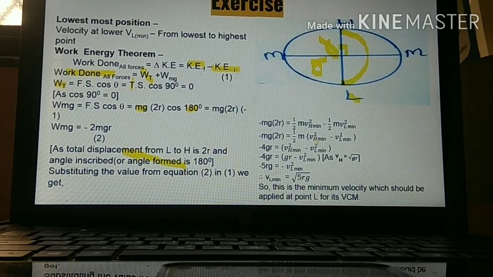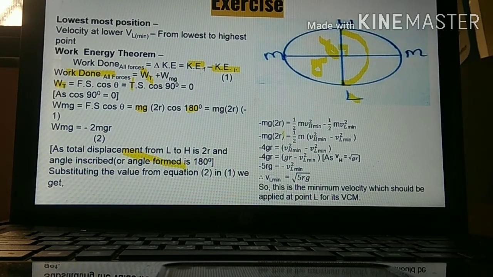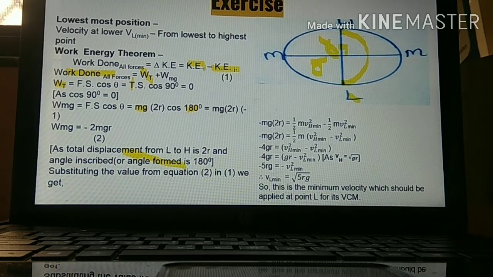Again we will substitute minus 2mgr, and this is equal to half m v_h squared. Kinetic energy final means what? Half m v_h squared. Kinetic energy initial means kinetic energy at this point, half m v_l squared. Half m we can take common, as well as the half we can cancel out, and 2 is in the denominator, it will go over here. We will get minus 4gr is equal to this one. So ultimately, after solving, we will get the velocity at the lowest point, that is root 5 rg. So this is the minimum velocity which should be applied at the point L.